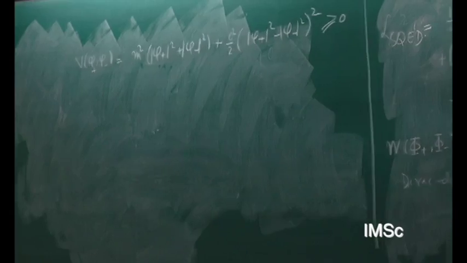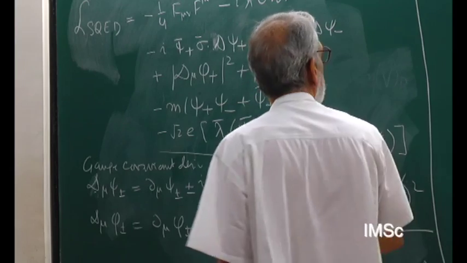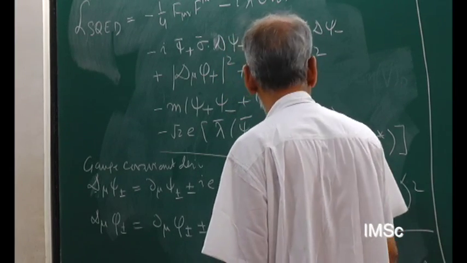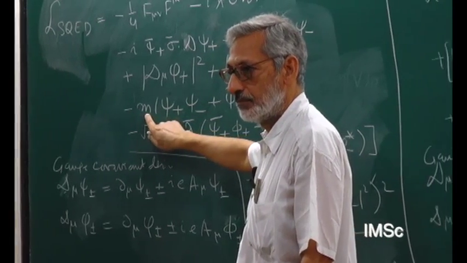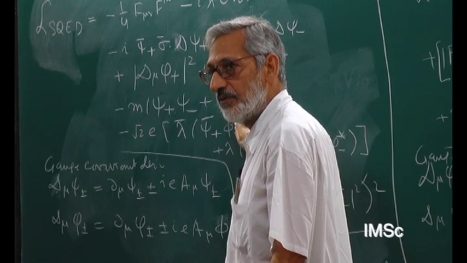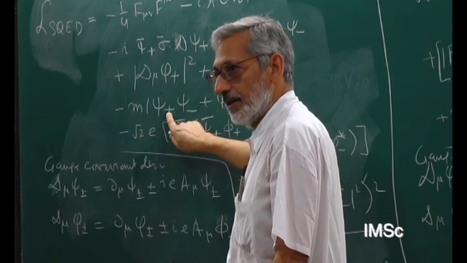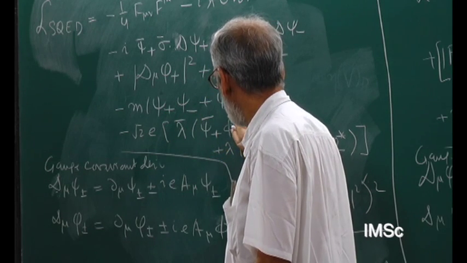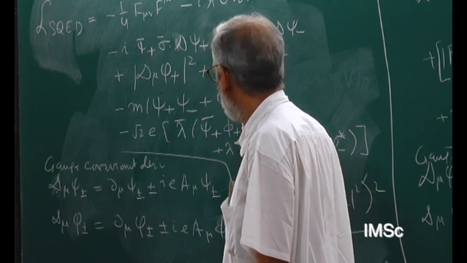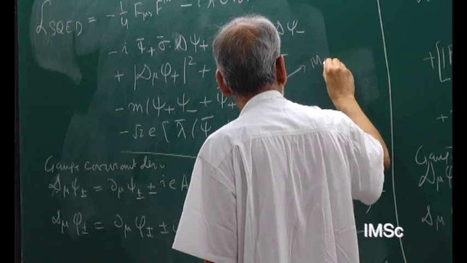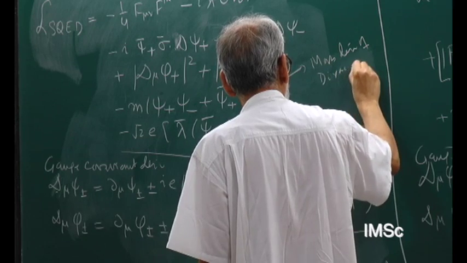This term tells us that psi plus and psi minus together make a Dirac fermion of mass m. This is the mass term for a Dirac fermion in two component notation, with upper component psi plus and lower component psi minus bar. So this is the mass term of a Dirac electron.